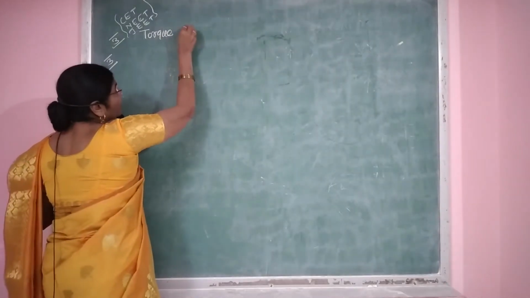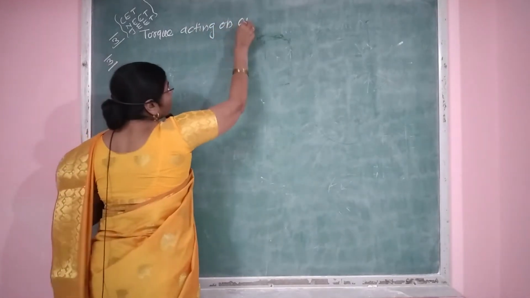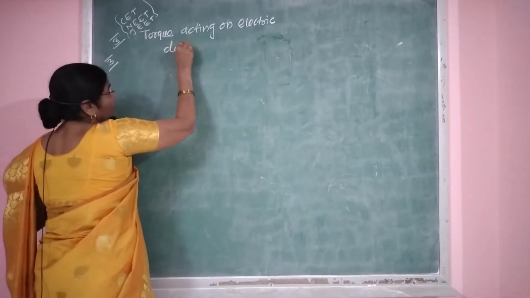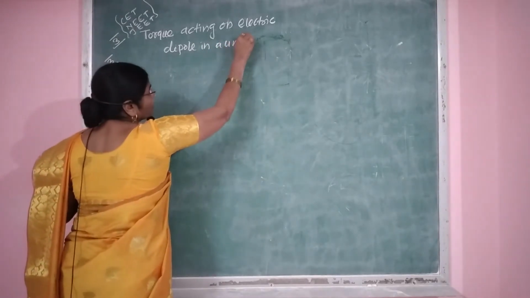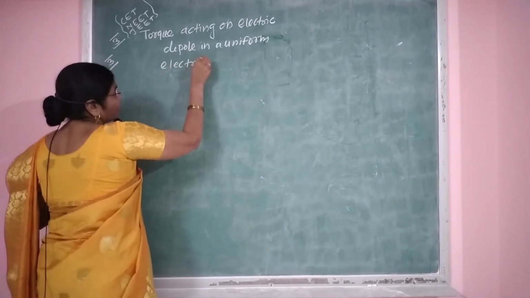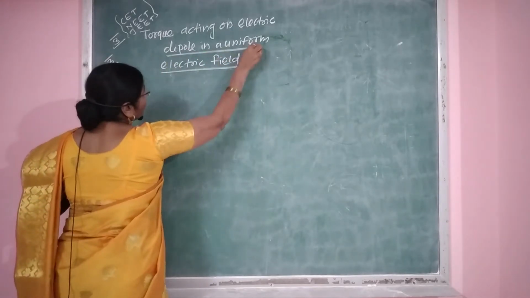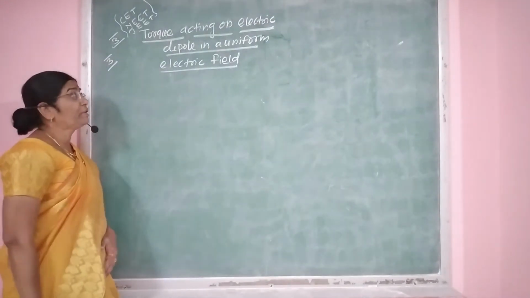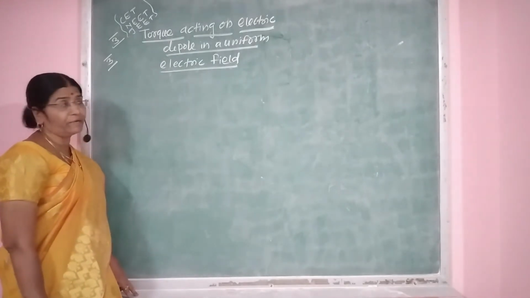Torque acting on electric dipole in a uniform electric field. टॉर्क म्हणजे मोमेंट ऑफ कपल असतं. To determine the equation of torque acting on electric dipole in a uniform electric field.